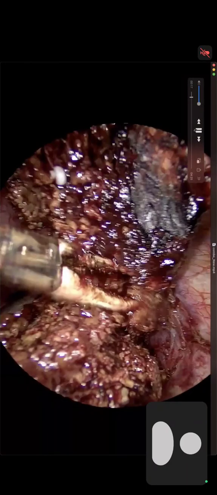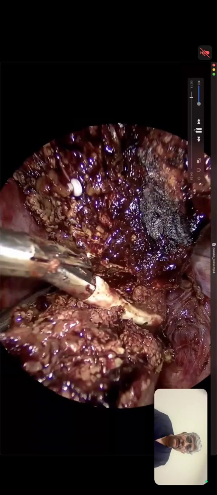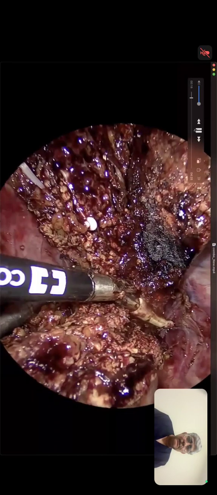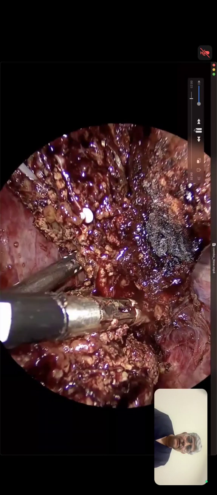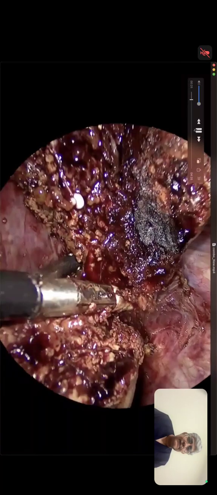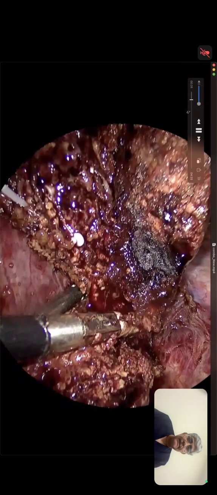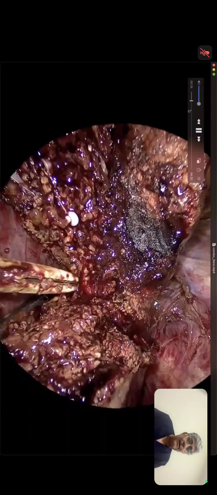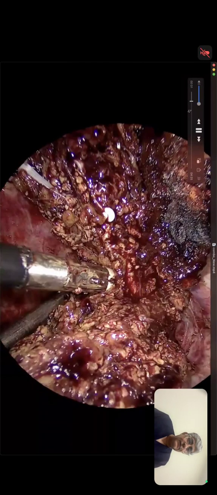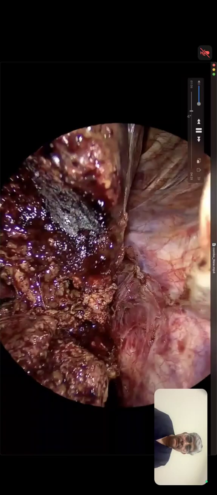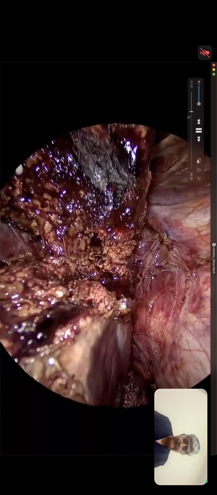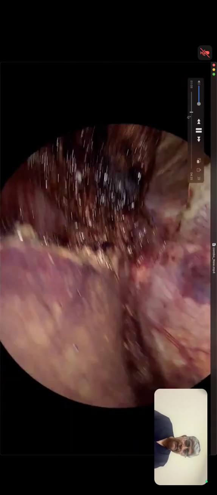Okay, so I'll just show you a representative bit. So this is the bit. You can actually use the bipolar kind of devices or the harmonic kind of devices like this, the bipolar, and you can dissect around. So I'll just quickly show. So then there's a change of instrument. I think it's the CUSA kind of device which will come in.